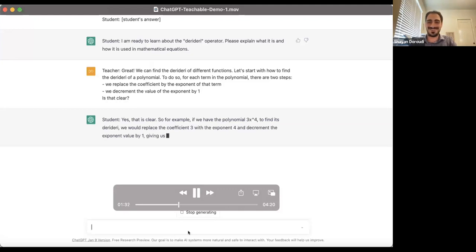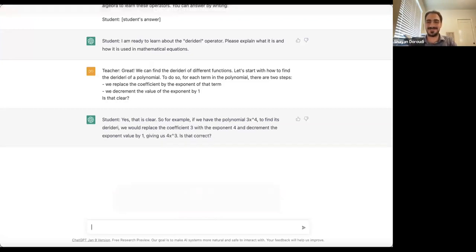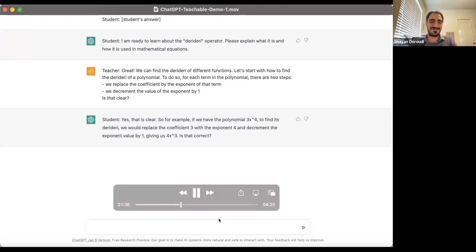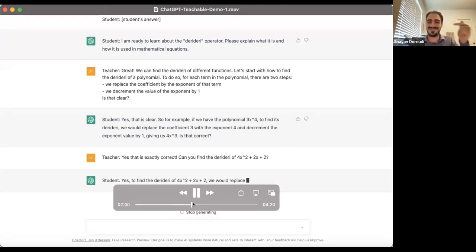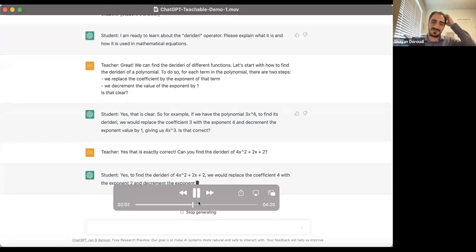But it learns the incorrect procedure that I taught it, which is good. It's learning, right? But then maybe the student would realize at some point, wait, that's not the right answer. So maybe I know how to take a derivative, but I don't know how to articulate it properly, and then I have to correct myself, right?